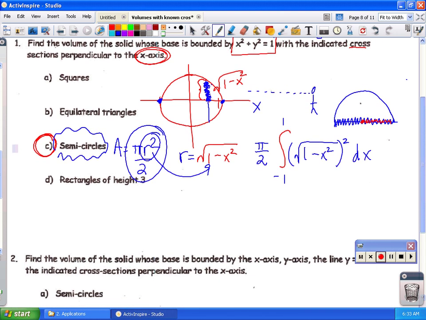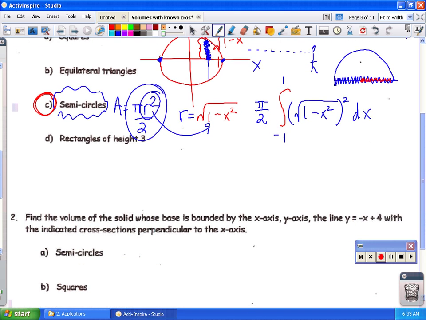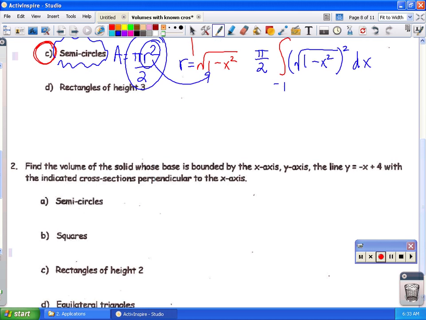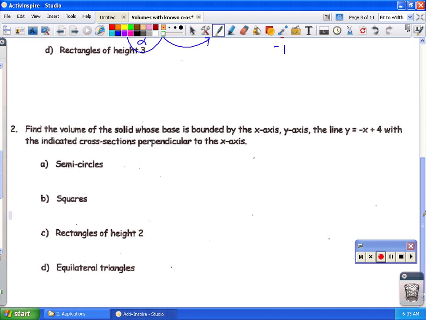And then I'll leave. You can work on the rest of them yourself and bring in your questions. Number 2 is another problem where the cross sections are perpendicular to the x-axis, so we are in terms of x. And this time we have a solid whose base is bounded by the x-axis, the y-axis, and the line y equals -x plus 4.